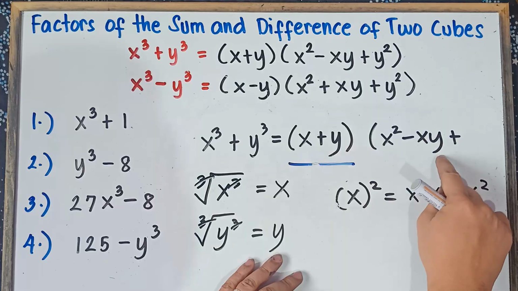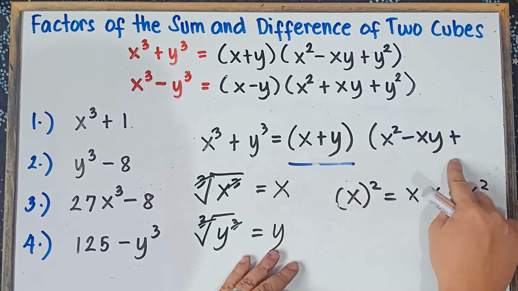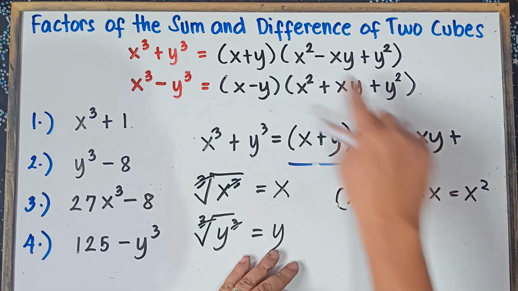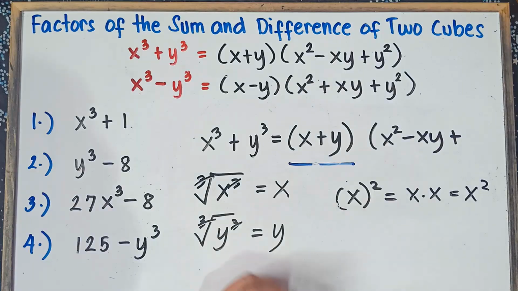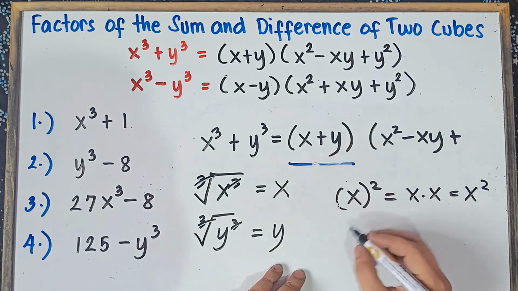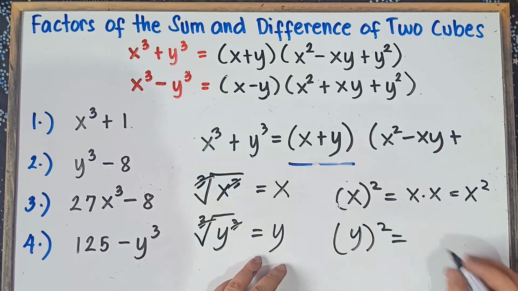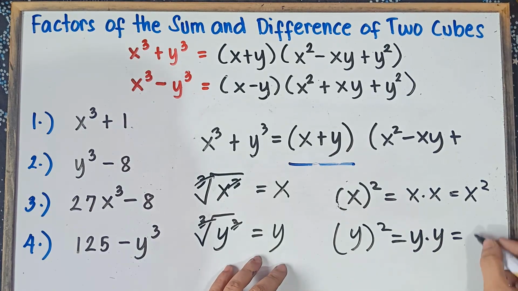Sir, where did you get xy? Simply multiply the first term by the second term. X times y, that would be xy. And then it should be negative, class. Negative xy. And then your last answer, class, simply get the square of the last term, y squared. What's the answer, class? That's correct, that would be y squared. Y times y would be equal to y squared.